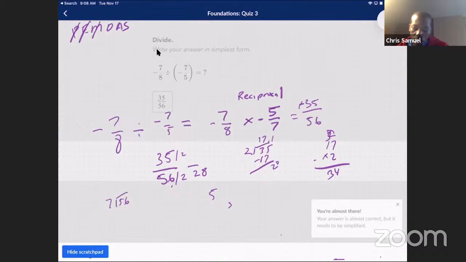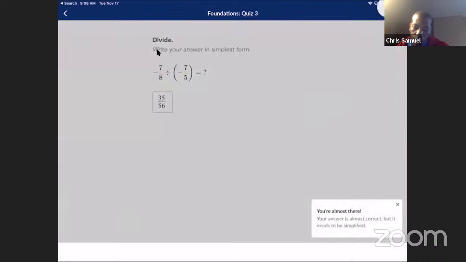So we have 7 times 5 is 35, and 7 times 8 is 56. Yeah, 7 times 8 is 56. So we could use 7, and we should know this because we used 7 over here. That's actually good to know. So now we know it's 5/28.